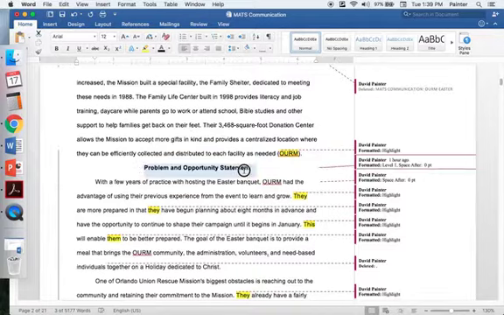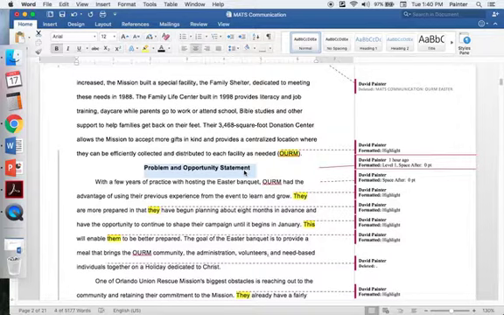The next section is the problem and opportunity statement, and in this section, you explain some problem, obstacle, or issue that is preventing your client from reaching its mission. So in your case, you're focused specifically on their Easter banquet. So what is the problem that is preventing OURM from successfully achieving its mission in terms of planning and executing its Easter banquet?